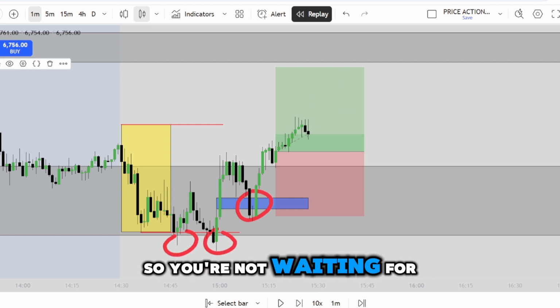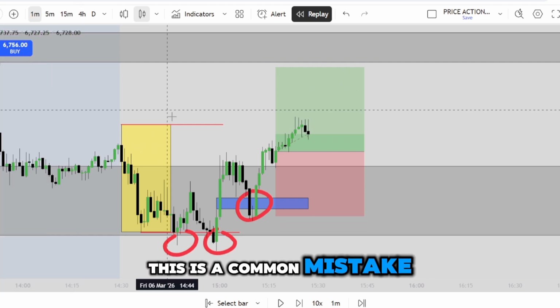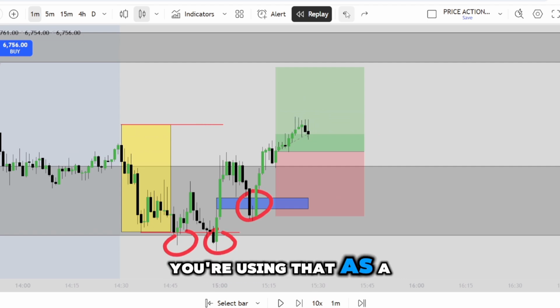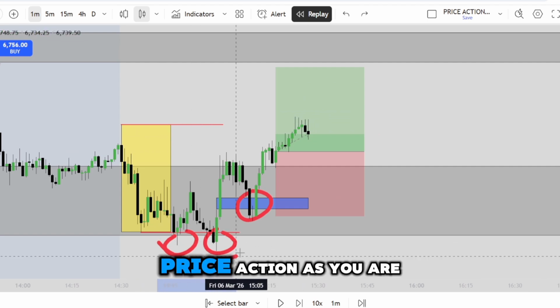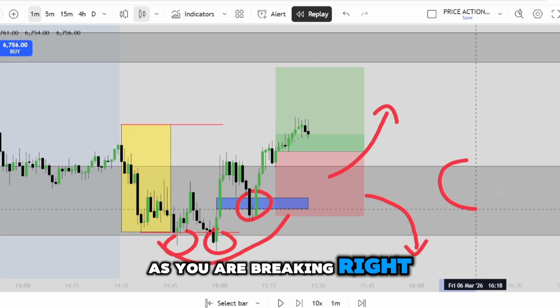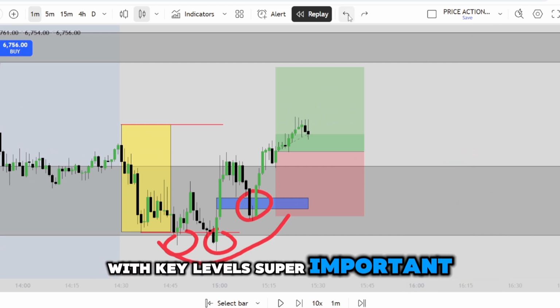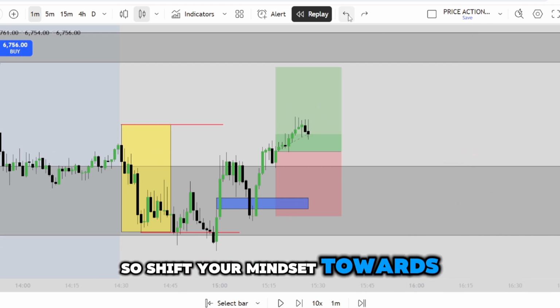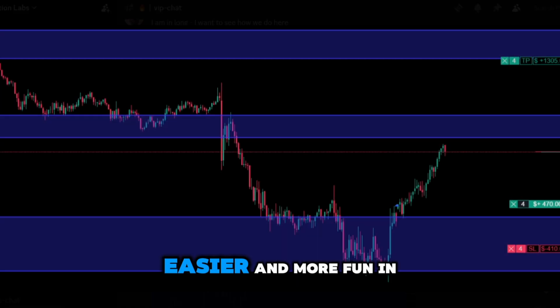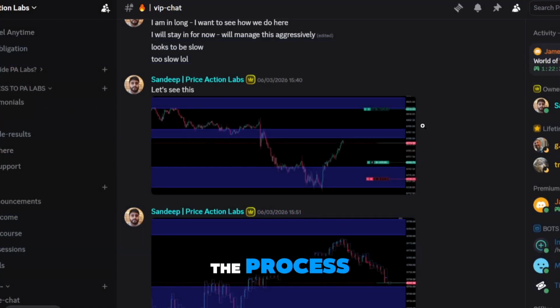This is a common mistake I see: you're not waiting for the high or the low to be broken. No, you're using that as a confluence. You want to see the price action as you are breaking, with key levels. Super important. So shift your mindset from looking at candles and breaks to looking at levels and absorption, right? Your trading will become much easier and more fun in the process.